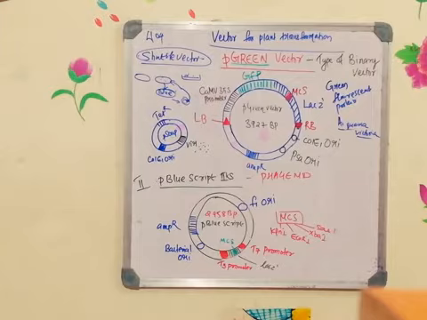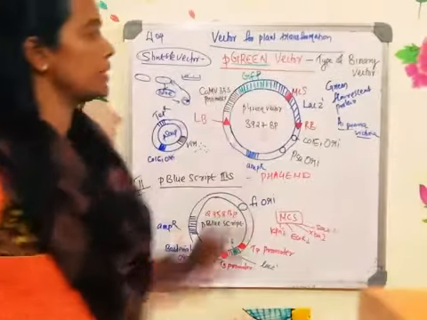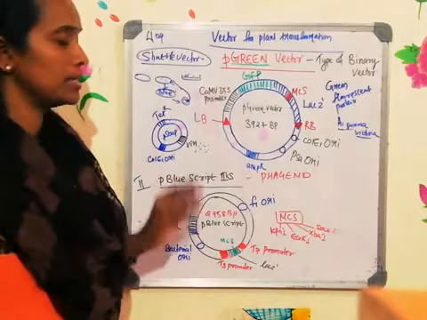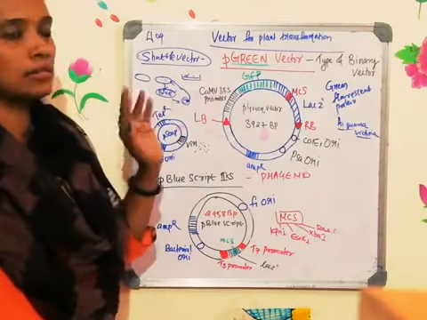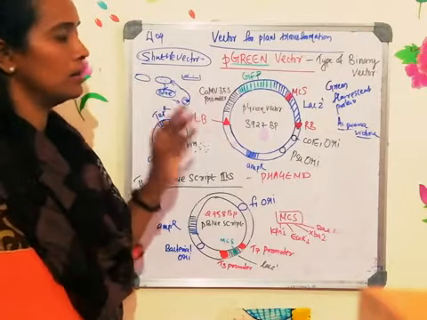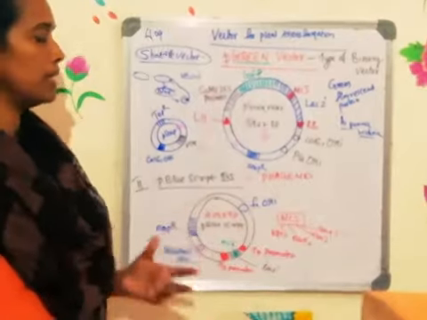Because we are putting the green fluorescent protein, we can select by checking the fluorescence. Because of the presence of green fluorescent protein, you can check the fluorescence. If the plant is exhibiting fluorescence, that means those plants are recombinant. Okay, you can create a transgenic plant by using this particular method.